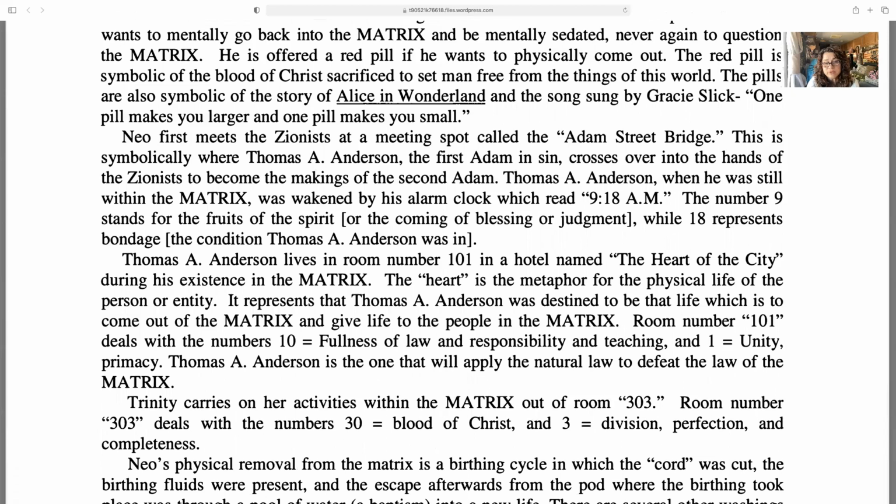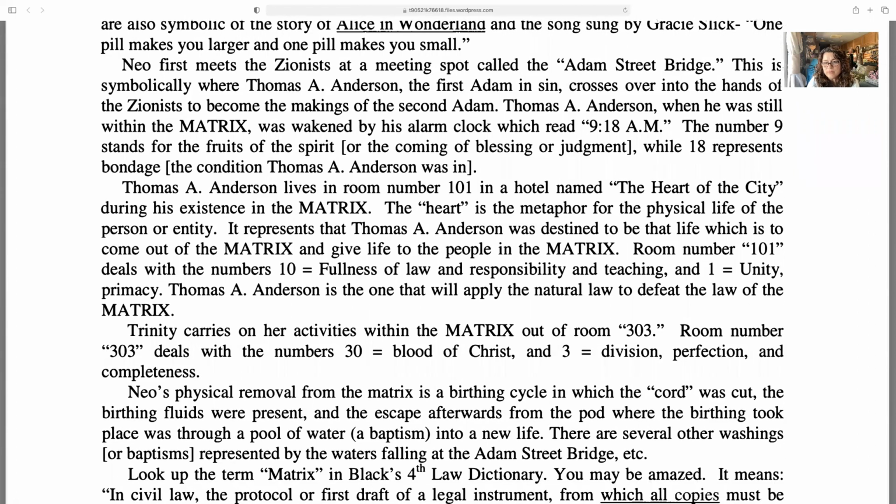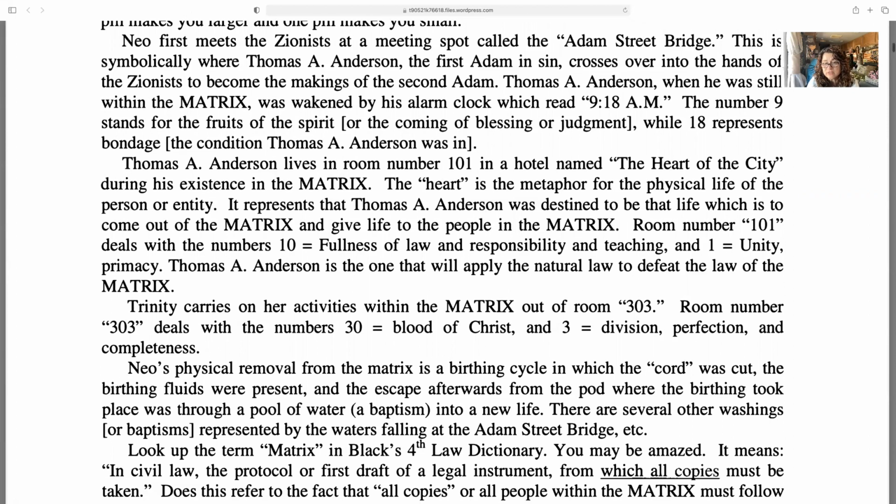Thomas A. Anderson lives in room number 101 in a hotel named the Heart of the City during his existence in the Matrix. The heart is the metaphor for the physical life of the person or entity. It represents that Thomas A. Anderson was destined to be that life, which is to come out of the Matrix and give life to the people in the Matrix. Room number 101 deals with the numbers 10, fullness of law, and responsibility in teaching, and 1 equals unity, primacy. Thomas A. Anderson is the one that will apply the natural law to defeat the law of the Matrix.